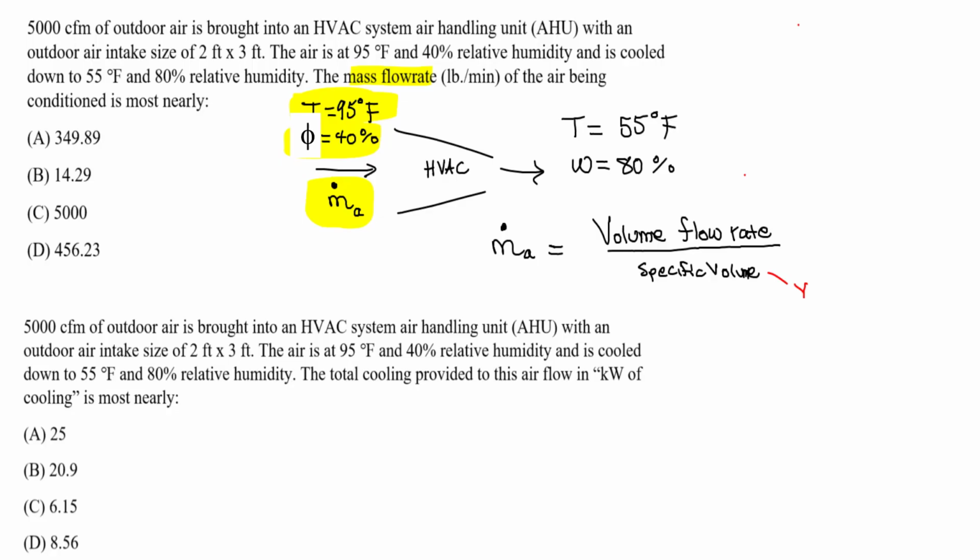So let's write that down. The specific volume at these conditions of the air coming in is going to be 14.3. That goes on the bottom, right? 14.3, and it's going to be cubic foot per pound. So that's that. And the volume flow rate is just 5,000. That's given.